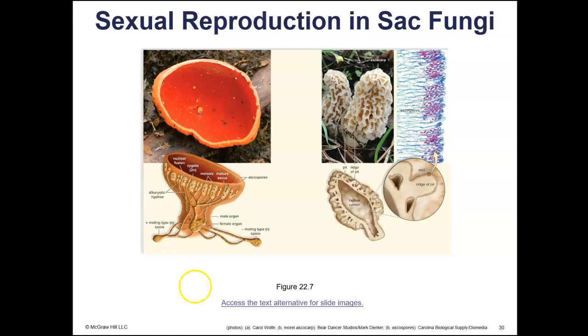So here, I just want to refer you to the picture on the right. This is a morel. Morels are edible sac fungi. They're kind of a gourmet fungus. But that is their fruiting body, the ascocarp.